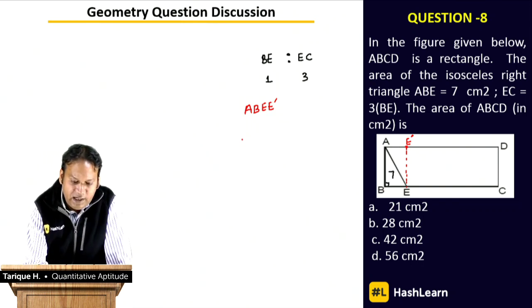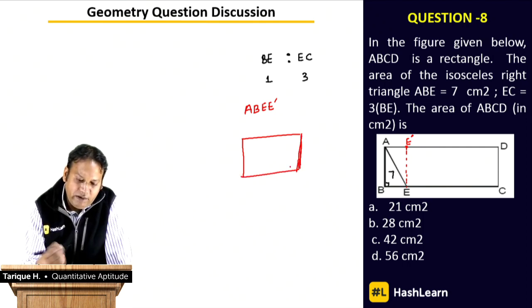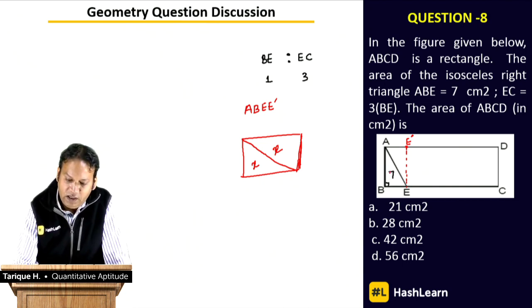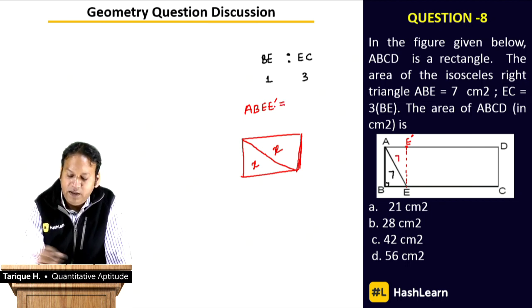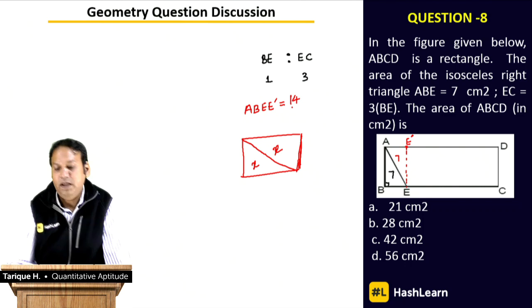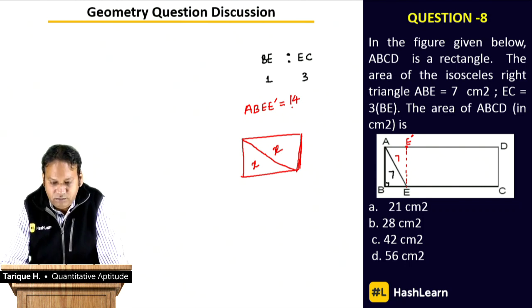And we should know that in a rectangle, when we make the diagonal, so it's not looking like a rectangle, just understand, stop drawing. In a rectangle, when you make a diagonal, then the rectangle area gets divided into half and half, so x and x. So if the lower triangle has area 7, then the upper triangle also has area 7, and therefore the area of the rectangle ABE dash is 14. This total area is 14.